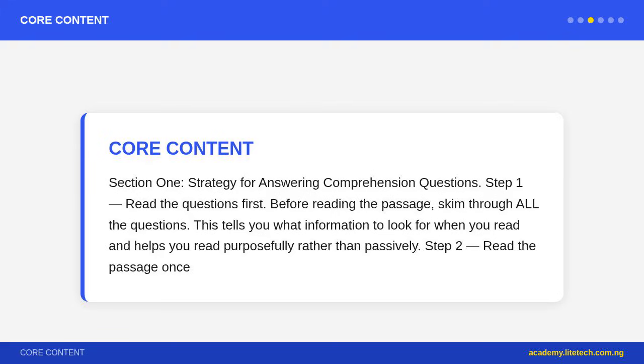Provide the same word class. If the word is a verb, your answer must also be a verb. If a noun, a noun.